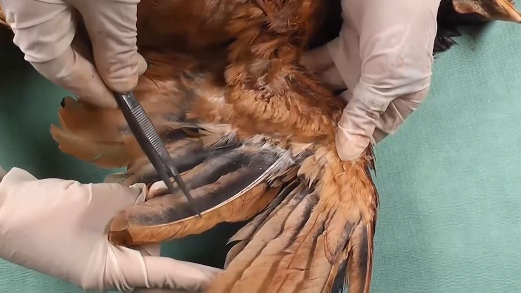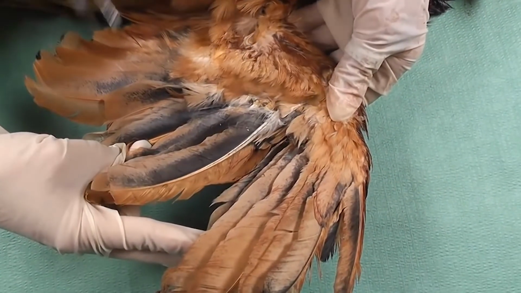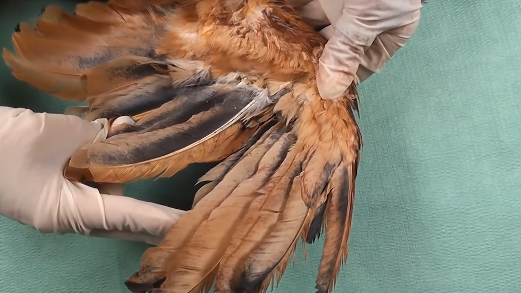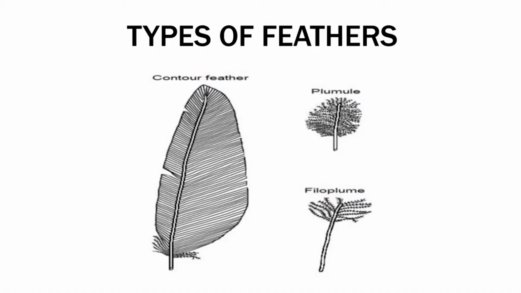Feathers are mainly two types, contour feathers and down feathers. What is a contour feather? The flight feathers are known as contour feathers, which is found all over the body, and the contour feathers help in flight. In case of chicken, the contour feathers are the main flight feathers.